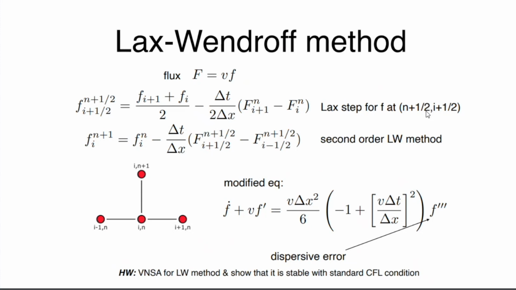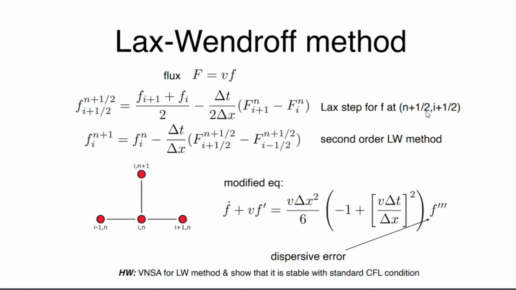In which case, in the first step, you estimate the value of F at i plus a half, n plus a half. This is a Lax step, just the Lax evolution scheme for time delta t by 2. I've written this as a flux, capital F in this case. So this is the first step of it, and this is the next step. You calculate this F at n plus a half, i plus a half, and then you put F into the flux expression, and you do this difference.